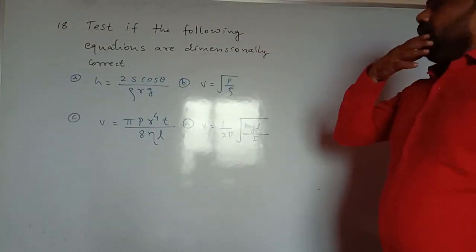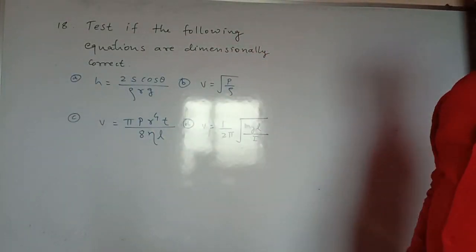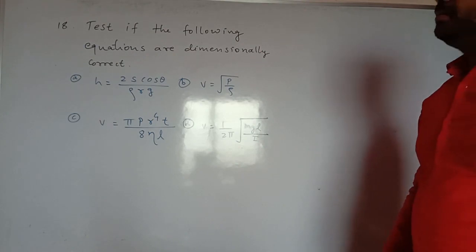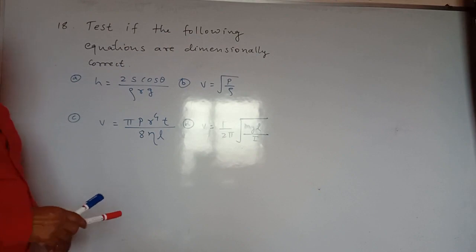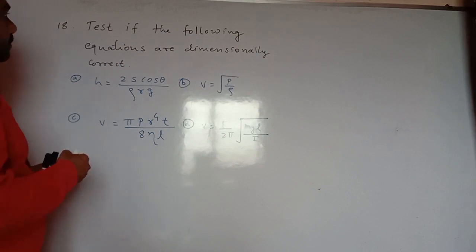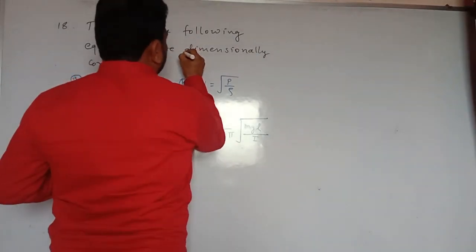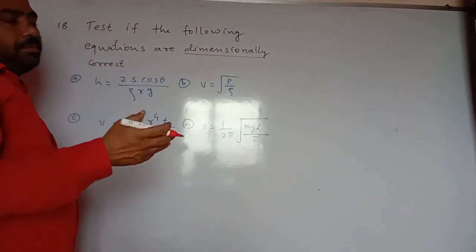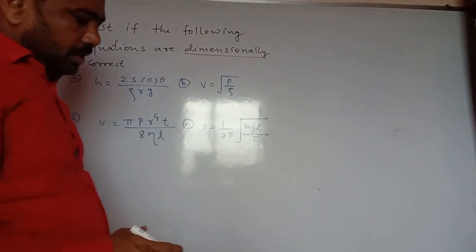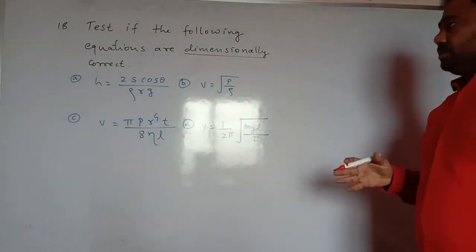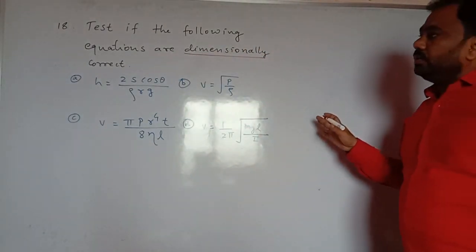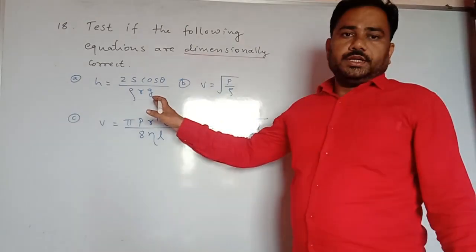See, we are discussing problem number 18 from H.C. Verma. That problem is: test if the following equations are dimensionally correct or not. So we have to determine here whether the given equations are dimensionally correct or not. To determine it, we must know how we can prove it.